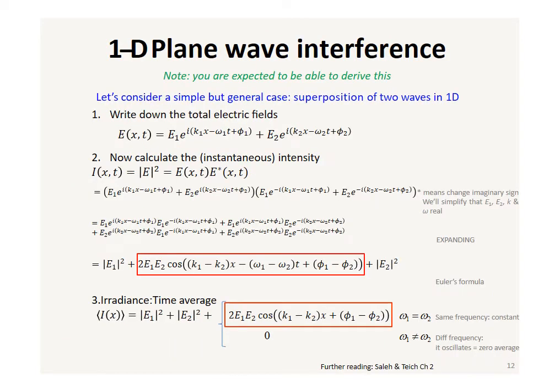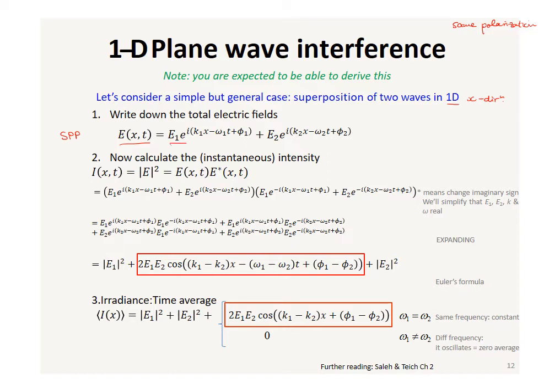Now we're going to work out what happens when we have two plane waves present in the same space. We'll make a few simplifying assumptions as we go along. We're going to assume that these waves have the same polarization. We're also going to assume that they're only traveling in one dimension, so we'll let that be the x direction here. Now, according to the superposition principle, the total electric field is simply going to be the sum of the electric fields from each of the waves.